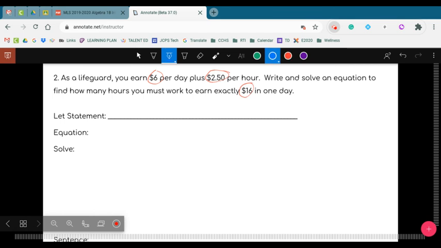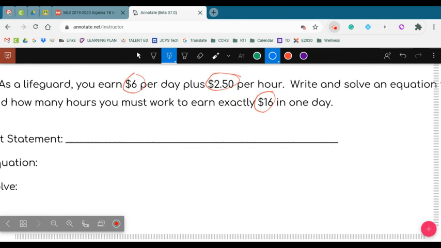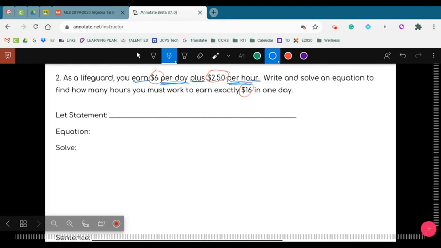Now I'm going to underline my key information. As a lifeguard, you earn, so it's going to be positive, $6 per day. Plus, so those are all keywords, $2.50 per hour. Write and solve an equation to find how many hours you must work to earn exactly $16. So the reason I underline find how many hours is that's what we're trying to find.